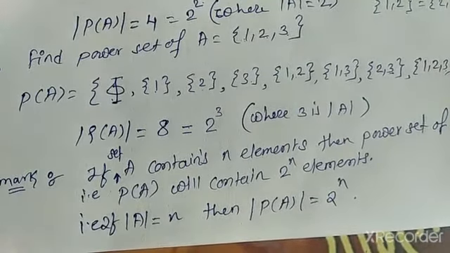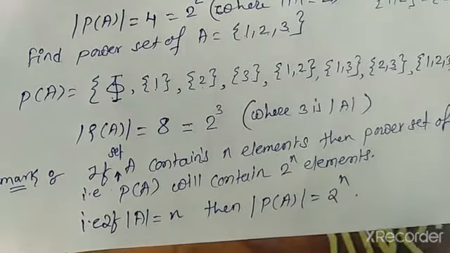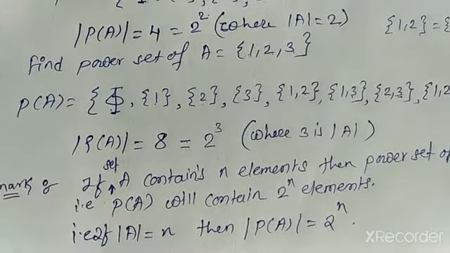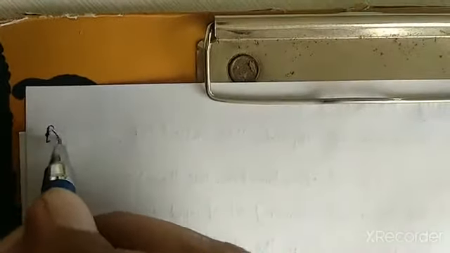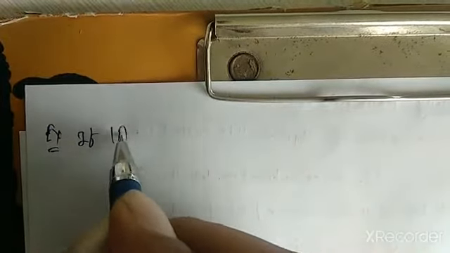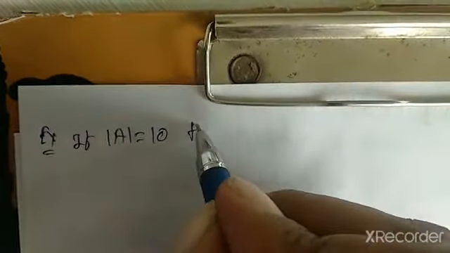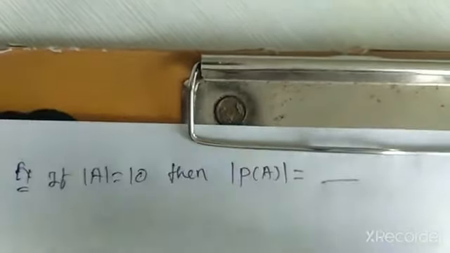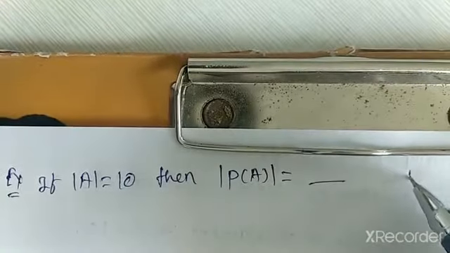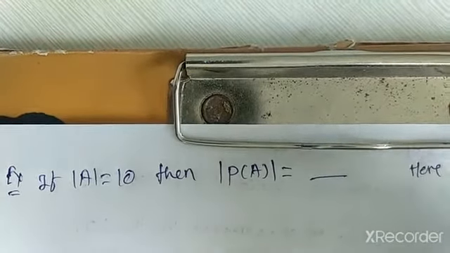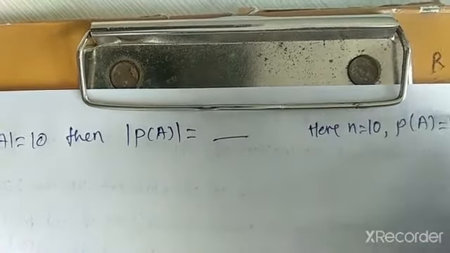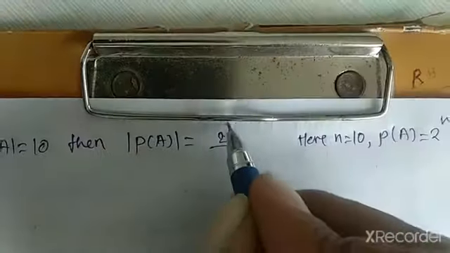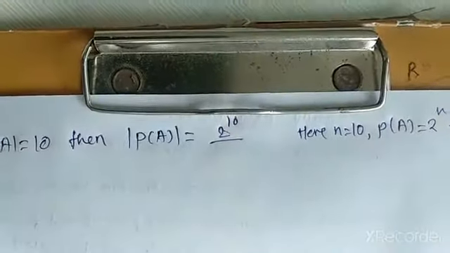From this, you can take an example: if cardinality of A is equal to 10, then cardinality of P of A is equal to dash. Then you have to write it is 2 raised to n. Here n is equal to 10, so the cardinality of P of A is 2 raised to n, which means 2 raised to 10. So the answer will be 2 raised to 10.